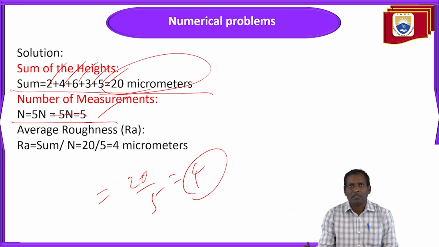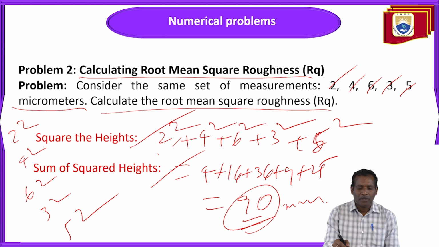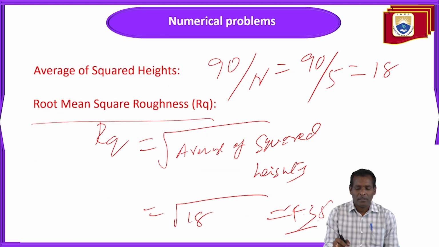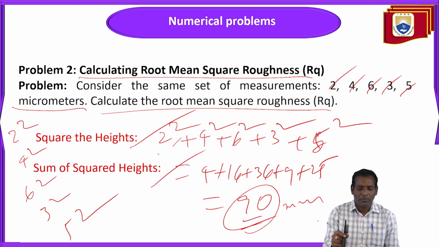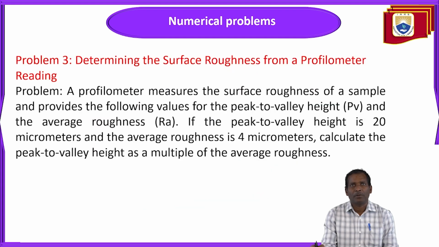So the units are micrometers. The average roughness value in micrometers. So that is mm, the sum of heights in mm. The micrometer, sorry, micrometer, mu m. So this value is also in micrometer.